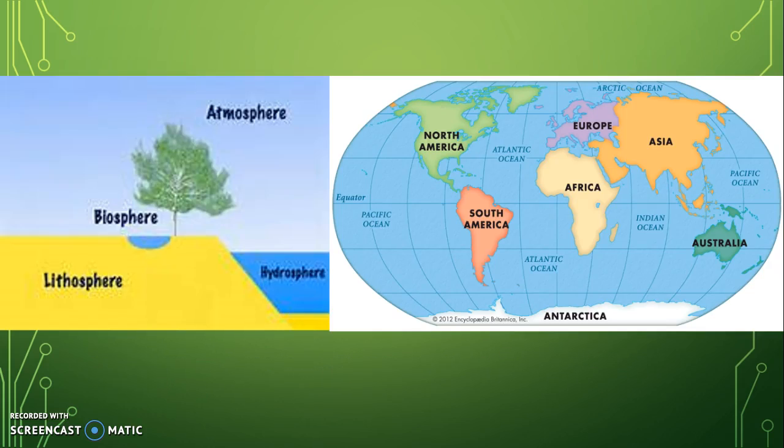And you see right here, with this picture, you see the atmosphere up in the sky, the biosphere to the left of the tree, the lithosphere over there where the land is, the yellowish part, and the hydrosphere where the water is. And on the right side, you see all the 7 different continents: North America, South America, Europe, Asia, Africa, Australia, and Antarctica.